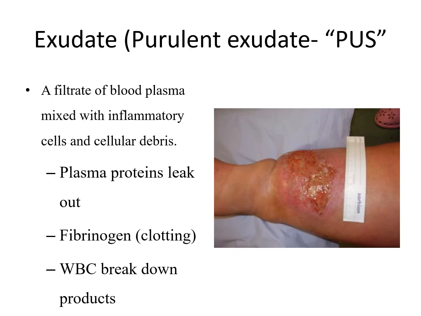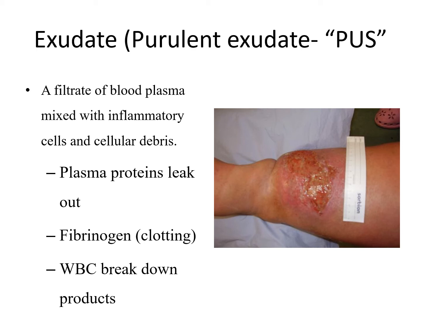Now, exudate, we get a lot of protein that is coming along with the fluid. So the plasma proteins can leak out. We call this purulent exudate or pus. It brings with it fibrinogen, which will be important for clotting around the damaged tissue site, sort of to wall it off and have containment.